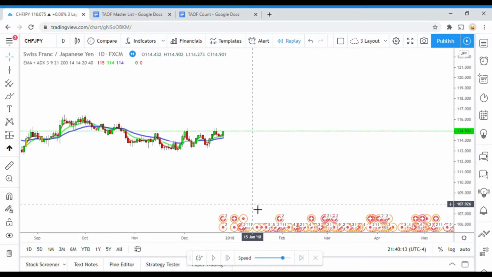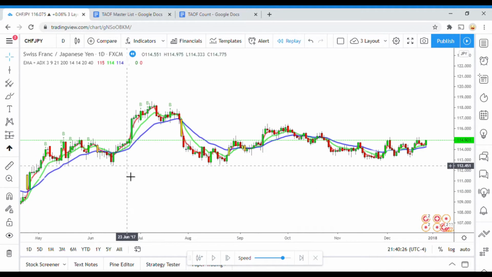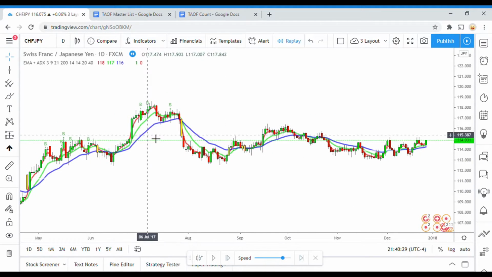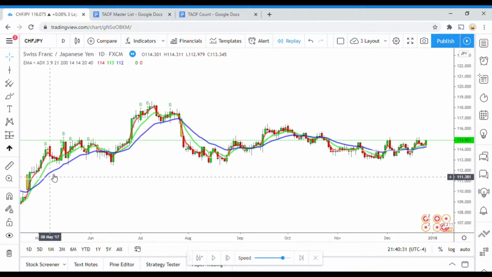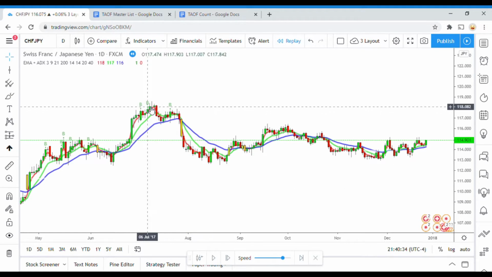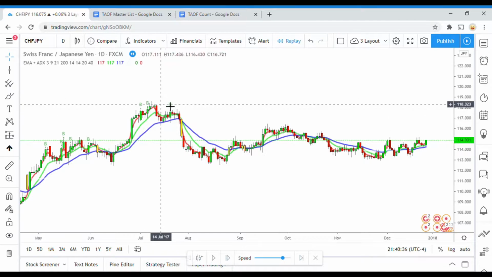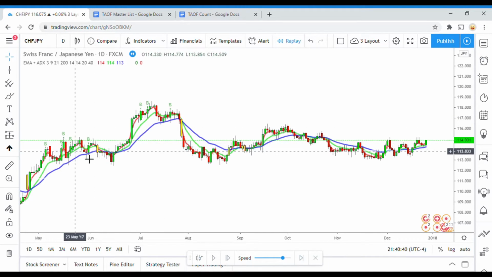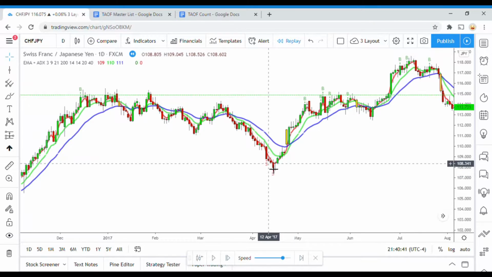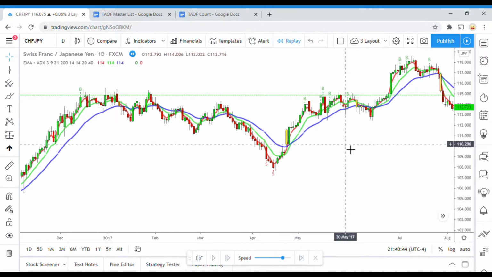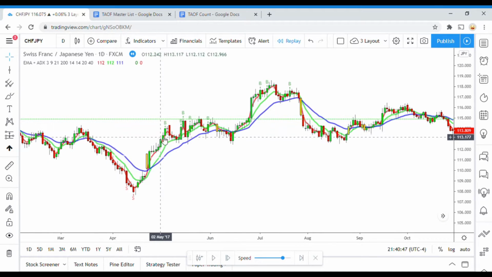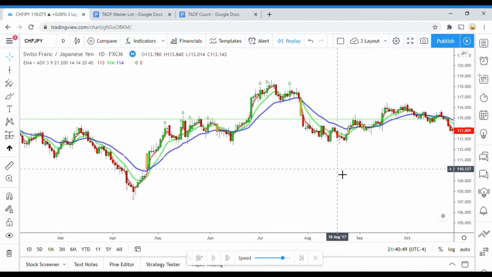Alright, as I said, today's indicator is the EMA plus ADX. This is a TradingView member-created indicator. And, I mean, all in all, it seems relatively simple. The creator built in these signals right here. So, these B's and S's will appear when there is a signal to go long or a signal to go short.